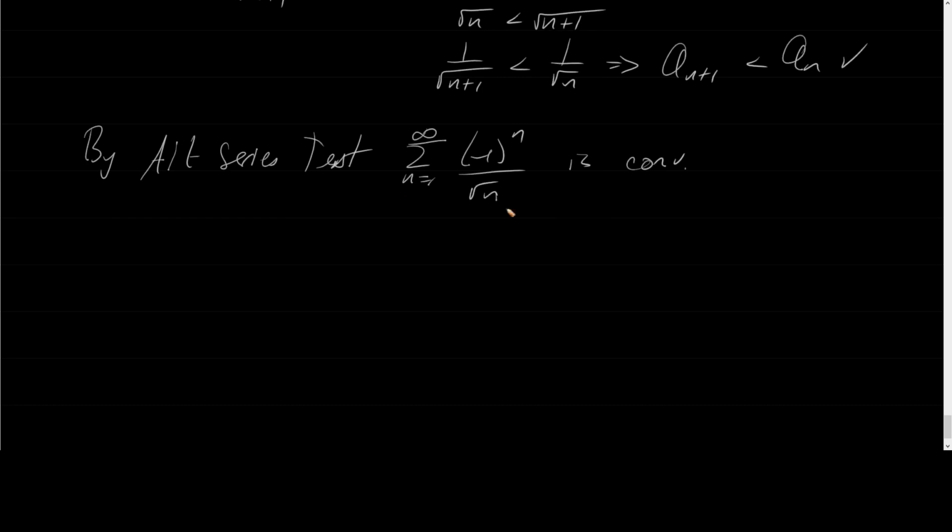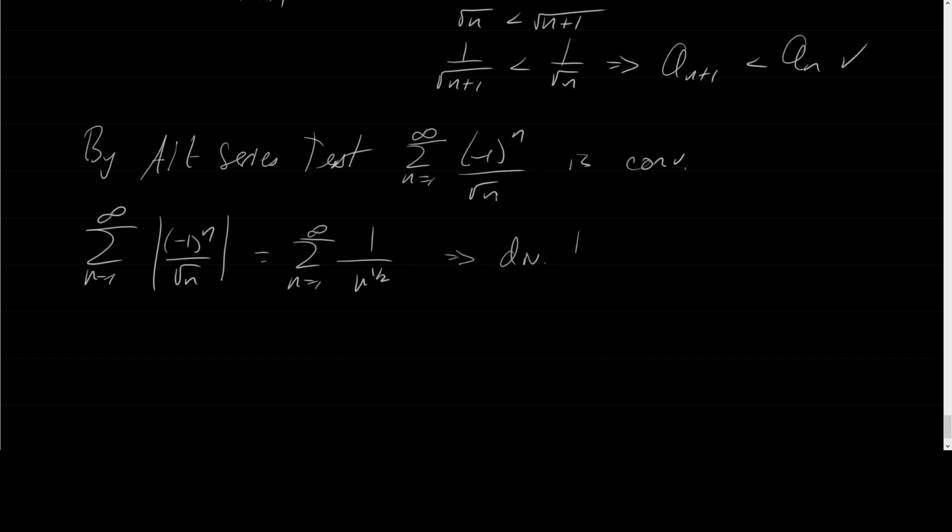So how are we going to do that? What we're going to do is consider the absolute version of this, of (-1)^n over the square root of n. Well, the absolute version of this is just the series from 1 to infinity of 1 over n to the 1/2, which is divergent by the p-series test, with p being equal to 1/2, right? We know that when p is between 0 and 1, this p-series is divergent.